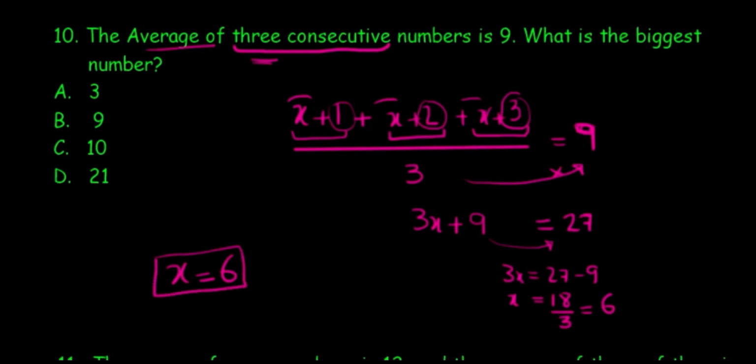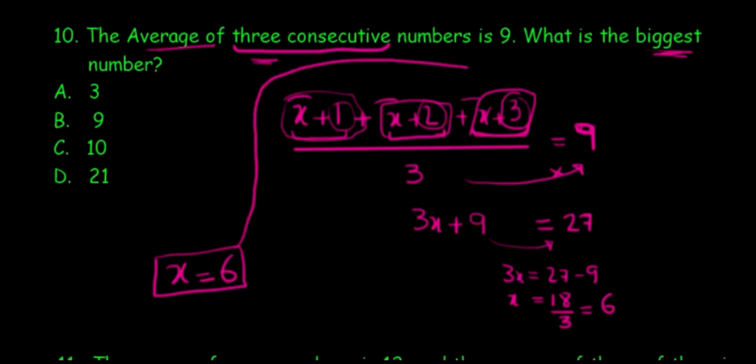Depending on what you took the first value to be, because we took the first number to be x plus 1, x plus 2, and x plus 3, right? That's where we substitute in. They want the biggest number, so I take x and I substitute it in the biggest number, which will be 6 plus 3, which is 9. So here you go. That's the answer. Be careful about substituting it back, because it depends which one you have to substitute it into.